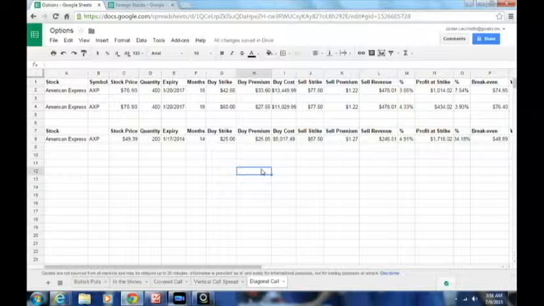And then also someone who's active, who doesn't mind writing these options every week or every month. If that's you, then this is a great strategy, and I enjoy implementing this strategy.